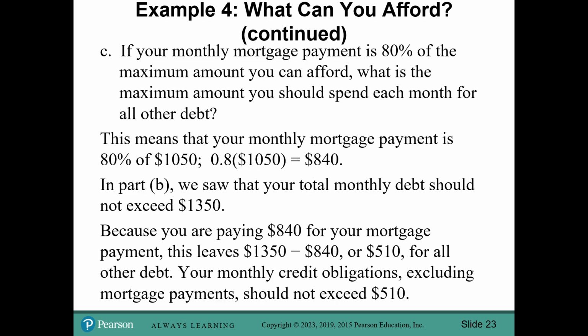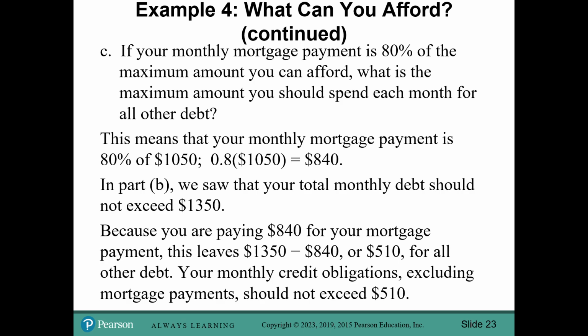Okay, in Part B, we saw that your total monthly debt should not exceed $1,350. So because you're already paying $840 for your mortgage payment, this leaves you $1,350 minus the $840, or $510, for all other debt. Your monthly credit obligations, excluding mortgage payments, should not exceed $510.